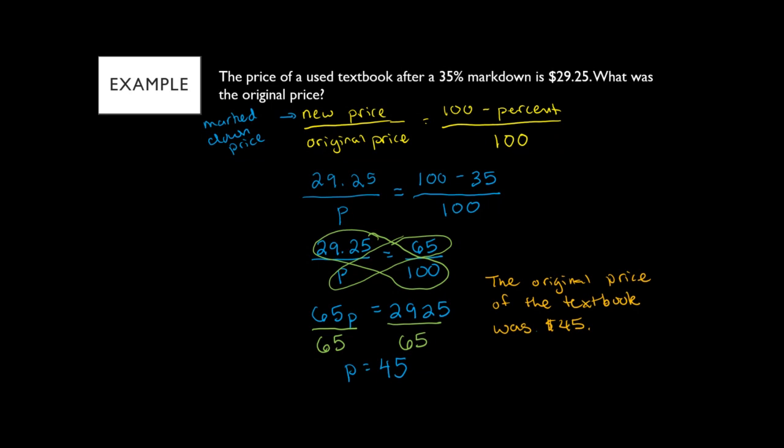This is another type of problem where I see a lot of people find 35% of 29.25 and then add that back in. That doesn't work because 35% of 29.25 is different than 35% of 45. So you can't multiply your percent by your number and then try to add it back in. Just like on the previous example, we couldn't subtract it out. I see a lot of people doing that, but that's not going to get you the correct answer.